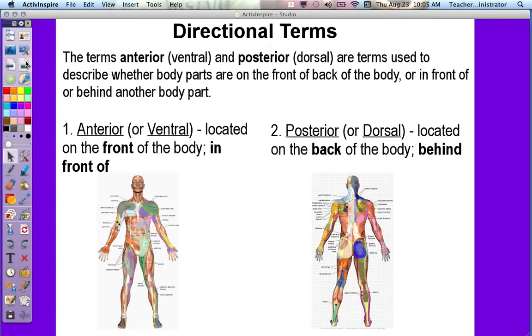Anterior means it's located in the front of the body or in front of. So if you're talking about 2 organs and you're comparing them, one would be anterior, or in front of, the other one. If you're just talking about where a body part's located on the body in general, you could say the belly button is an anterior structure. Posterior means the opposite. It's on the back or it's behind. So you could say your gluteus maximus, or your buttocks, is a posterior structure, or you could say your heart is behind your sternum. So you could say it's posterior to your sternum.